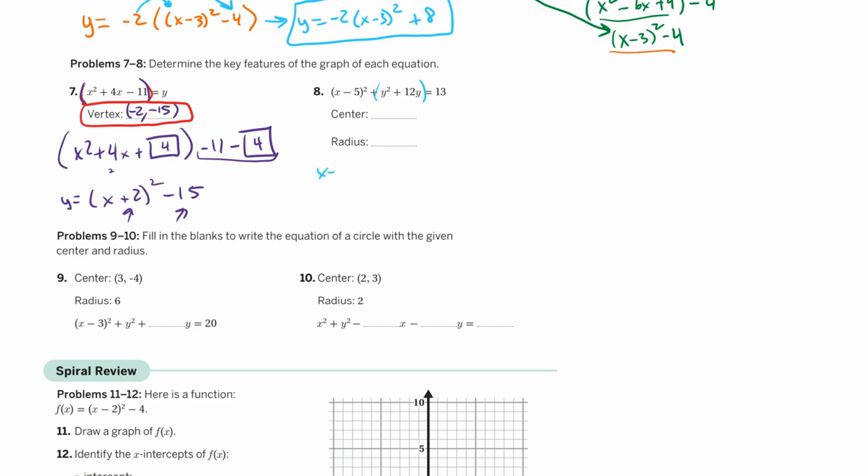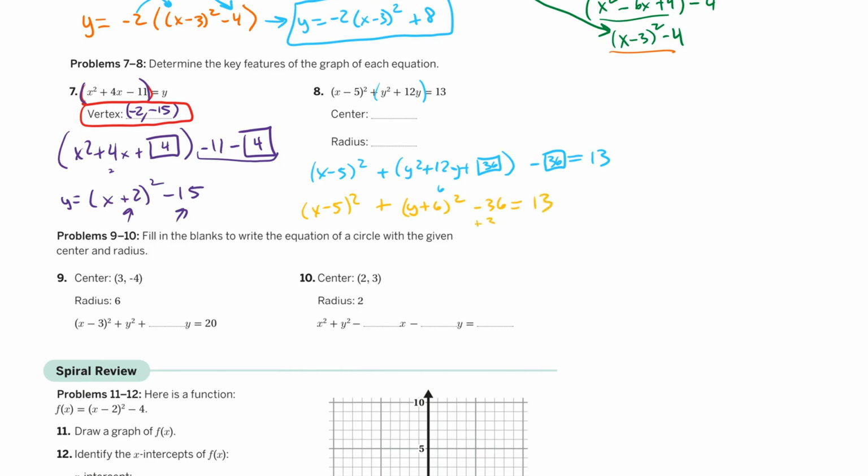So x minus 5 squared stays the same, plus y squared plus 12y plus something minus something equals 13. Half of 12 is 6. 6 squared is 36. And now I'm going to make that x minus 5 squared. This becomes y plus 6 squared minus 36 equals 13.